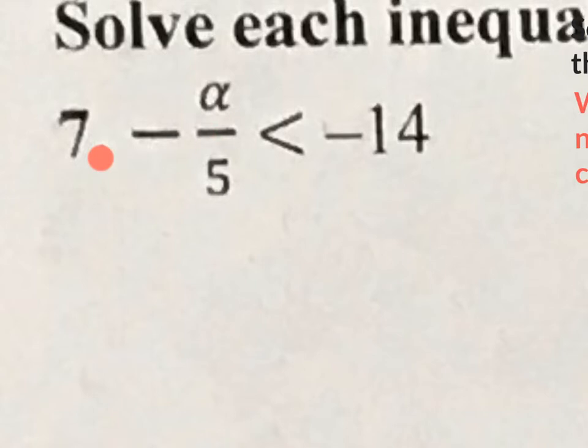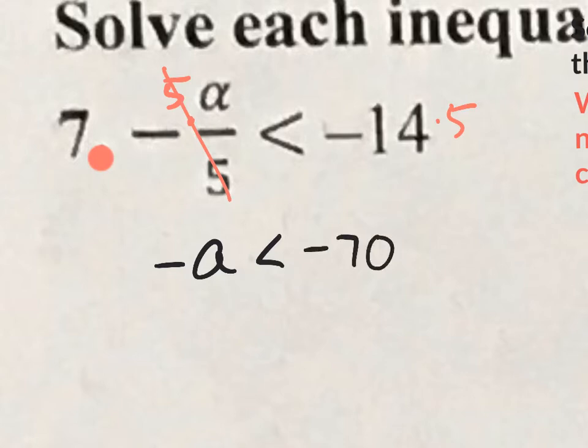Multiplying by 5. Now, if you wanted to get rid of the negative sign at the same time, you could multiply by -5 on both sides. It's totally up to you, right? So I'm just going to multiply by 5, times 5 here, times 5 over here. The 5's cancel. What do I have left? A negative A is less than negative 70. Of course, you guys could use calculators.